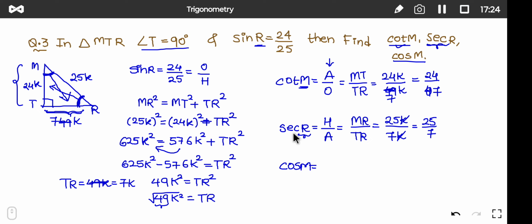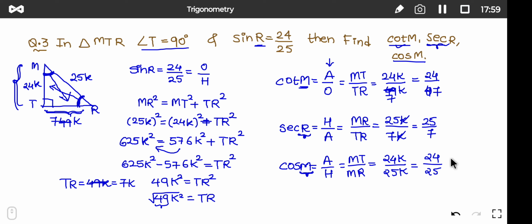So we cannot find out directly the reciprocal of sec, because here the angle is r, here the angle is m. So we have to look at the value of cos from the angle m. Cos is nothing but adjacent upon hypotenuse, but adjacent of which angle? M angle. So for angle m, the adjacent side is mt, upon hypotenuse, which is mr. So mt value is 24k, mr value is 25k. So k will get cancelled. So answer is 24 by 25.